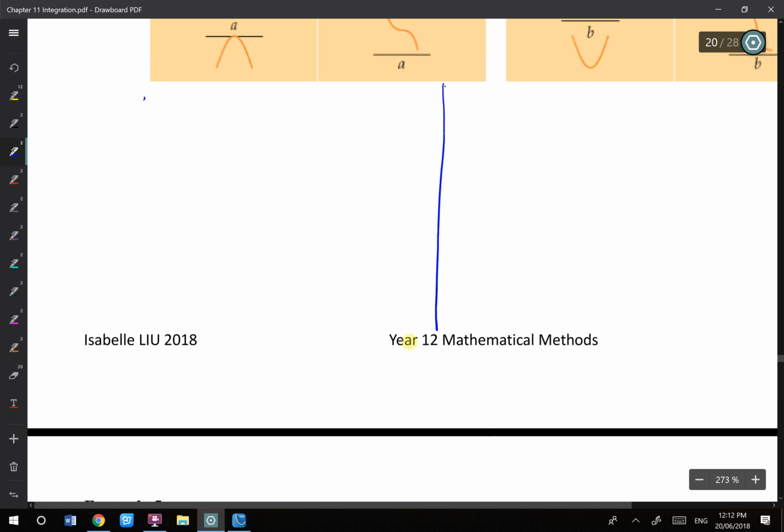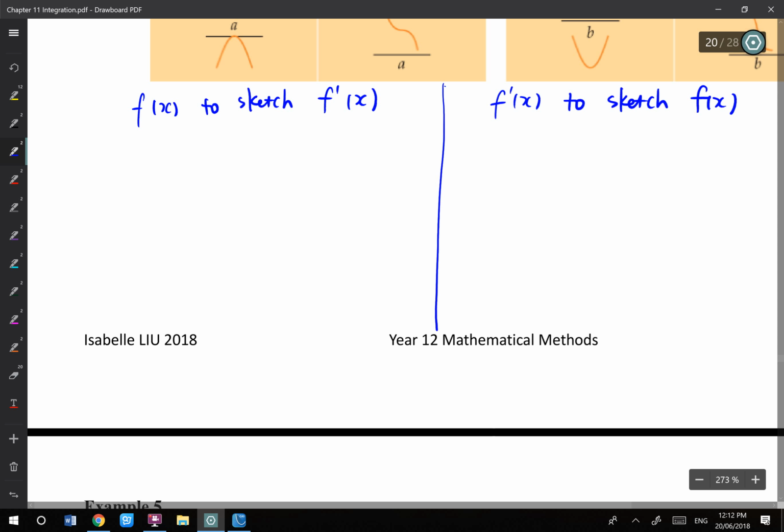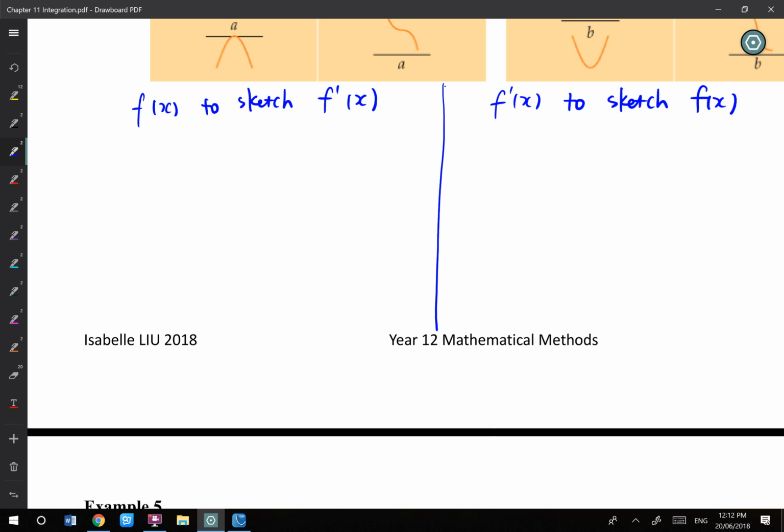I use the space below. If it's f(x) to sketch f'(x), and if it's f'(x) to sketch f(x), what do you look at? So on the f(x) graph, if you have the f(x) graph and you want to sketch f'(x), what's the first thing you look at? Stationary points.